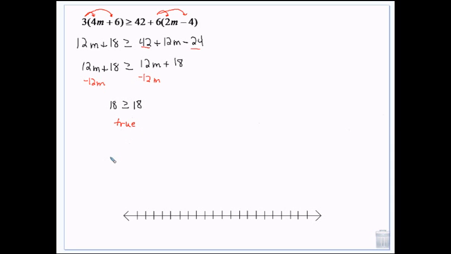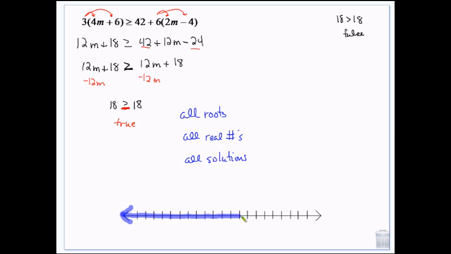This is true because of the equal part. Okay, now if it had been 18 is greater than 18, that would be false. It's only the equal part that makes it true. If it is true, I have all roots, all real numbers, all solutions. You could write any of these answers. And how would you make your graph? Every number gets shaded.